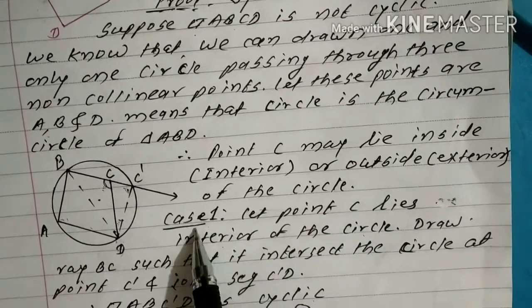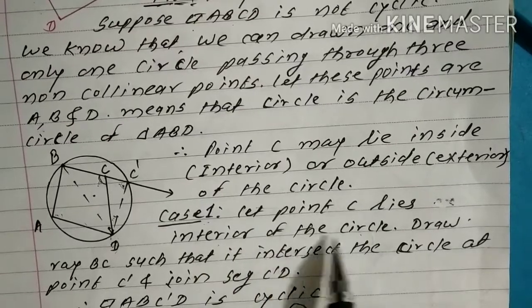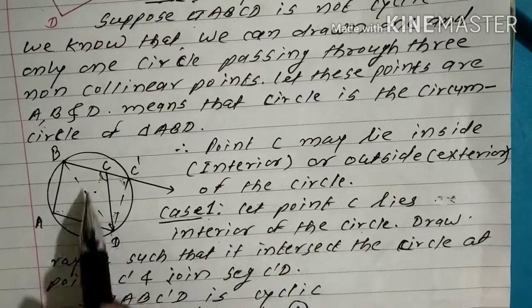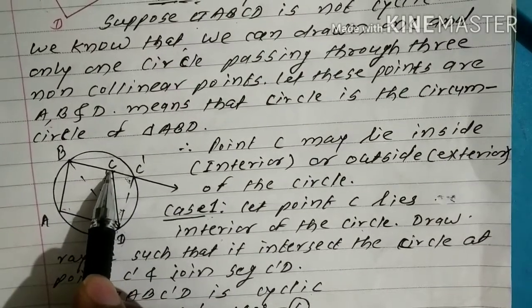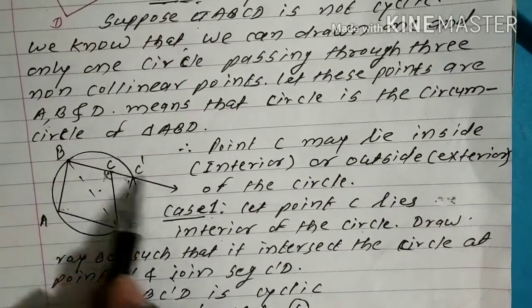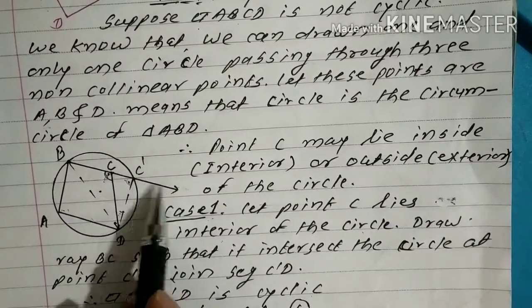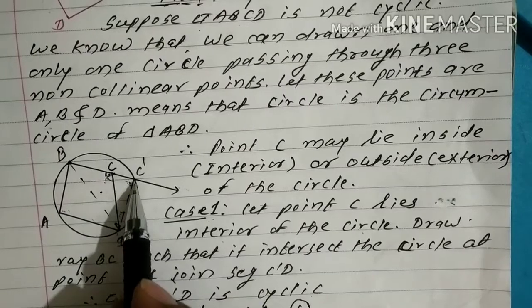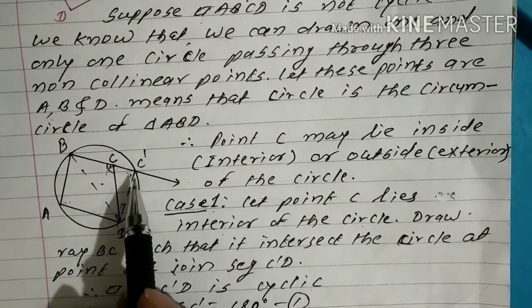Now, I take case first. Let point C lie in the interior of the circle. In this way, point C lies in the interior of the circle. Now, draw ray BC such that this ray BC intersects the circle at point C dash, and join DC dash.